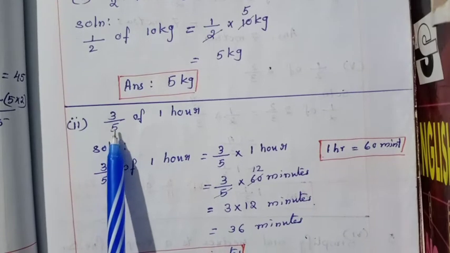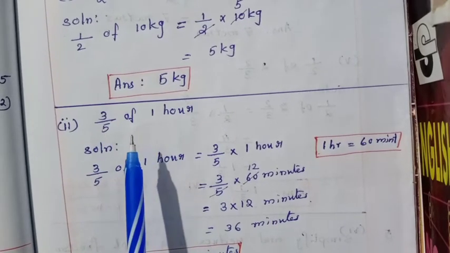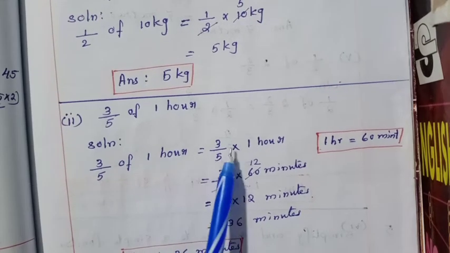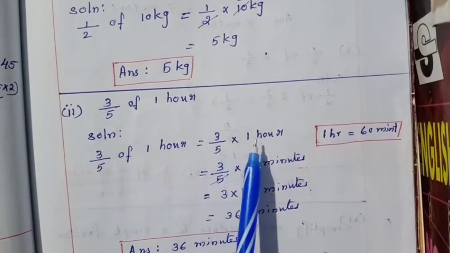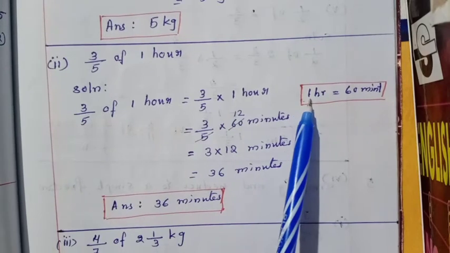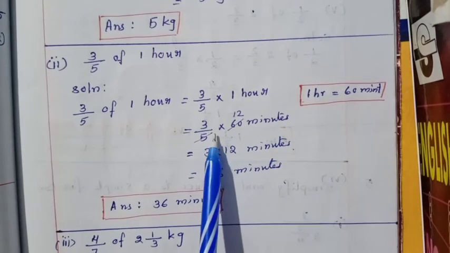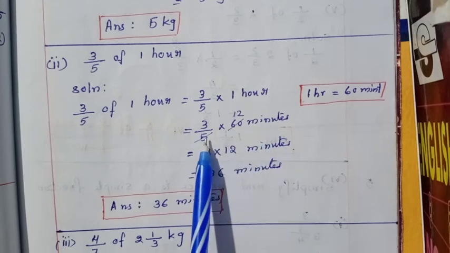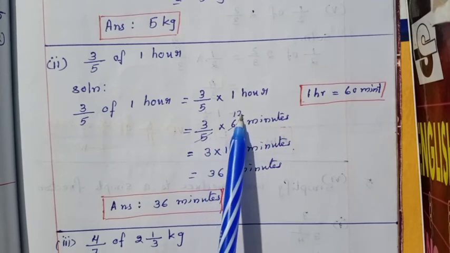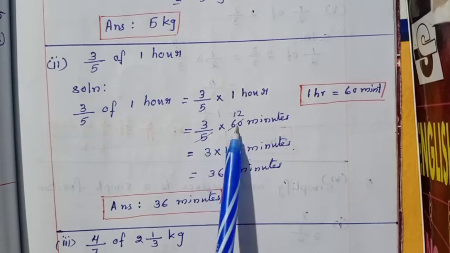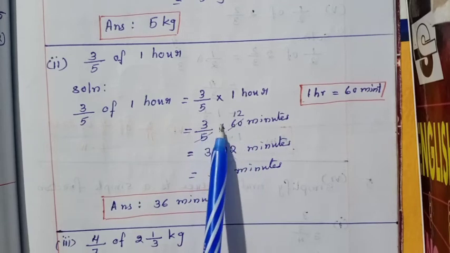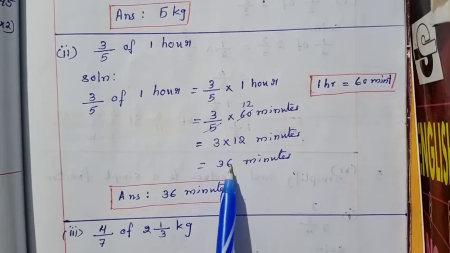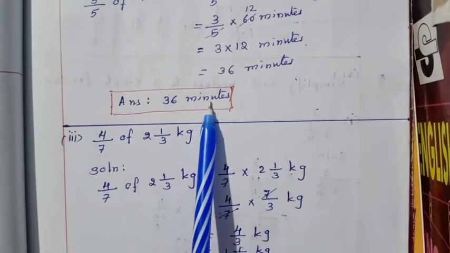Then the second question, 3 by 5 of 1 hour. 3 by 5 of means it is into 1 hour. Now we know that 1 hour equals 60 minutes. So 3 by 5 into 60 minutes. Now 5 and 60 we can divide: 12 times 5 is 60, so 12. Then 3 into 12 minutes. 3 into 12, the answer is 36 minutes.